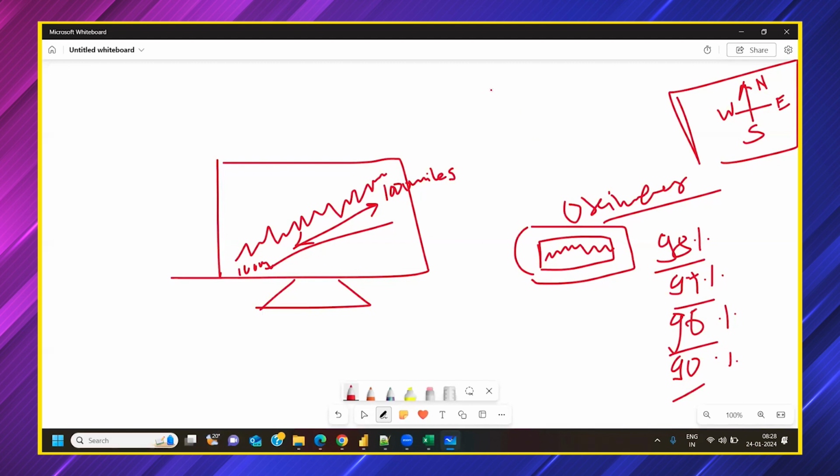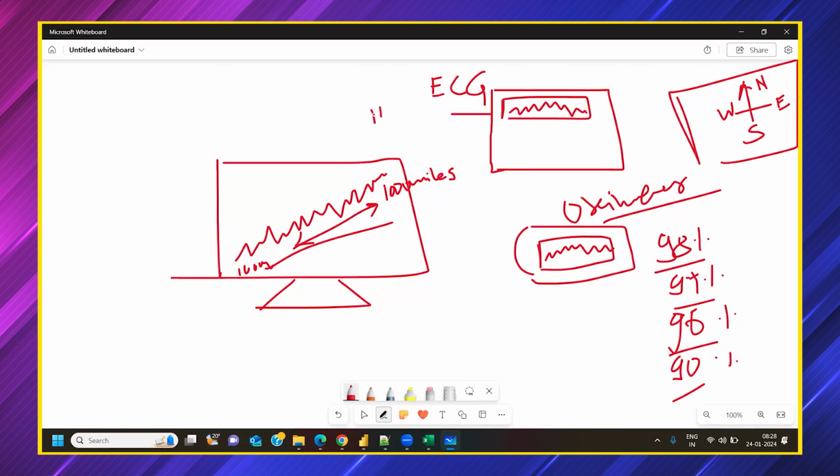And the third example: if you visit any physician, any specific hospital, they'll recommend a test related to the heart, the ECG test, electrocardiography. Always this information is interpreted in terms of a graph. The graph looks somewhat like a line here. Now, what do you mean by this line? This is the heartbeat of a human.